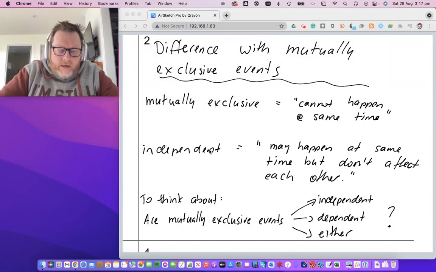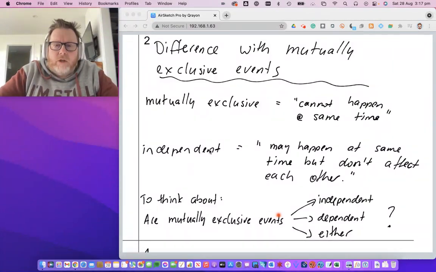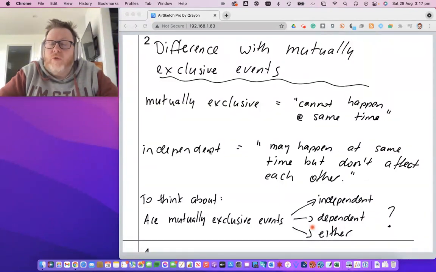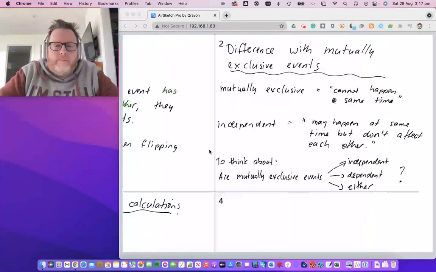This question down here: are mutually exclusive events, so two events that can't happen at the same time, independent? I've given you two different definitions, but it doesn't mean events can't have more than one property. Are they independent, or are they dependent, or could they be either, depending on the situation? Which one of those three options? I'll tell you, it is one of those three options. Okay, think about it. We'll come back to it later.